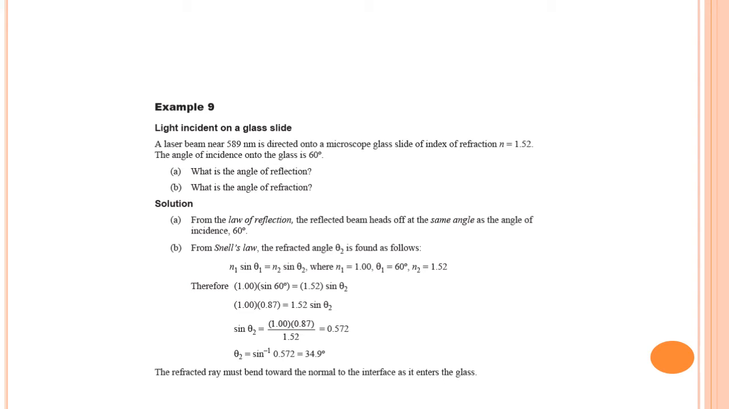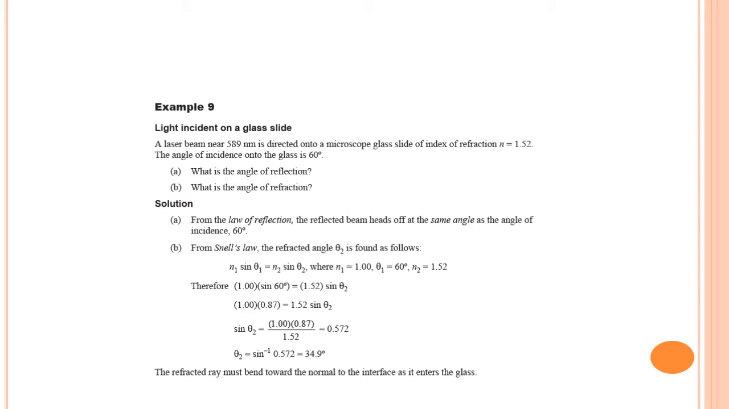So if you just put those numbers into the equation, we have 1.00 times sine 60 degrees is equal to 1.52 times the sine of theta 2. We could rewrite that and say the sine of theta 2 is equal to 1 times 0.87 divided by 1.52, which is equal to 0.572. So then we do the arc sine of 0.572, and we get that theta 2 is equal to 34.9 degrees. So the refracted ray must bend toward the normal to the interface as it enters the glass.